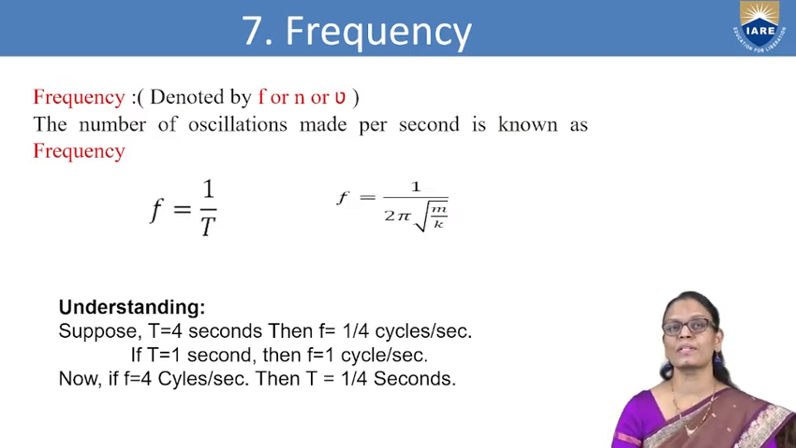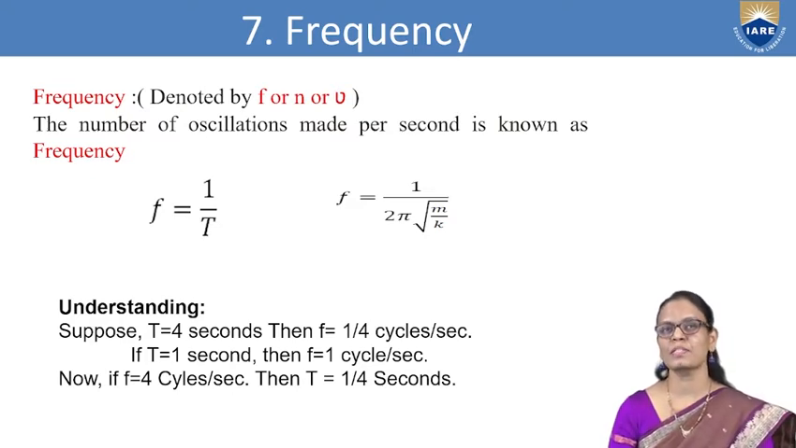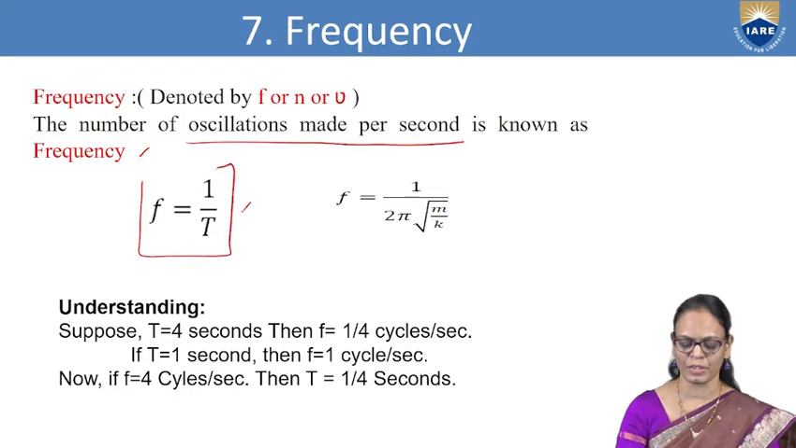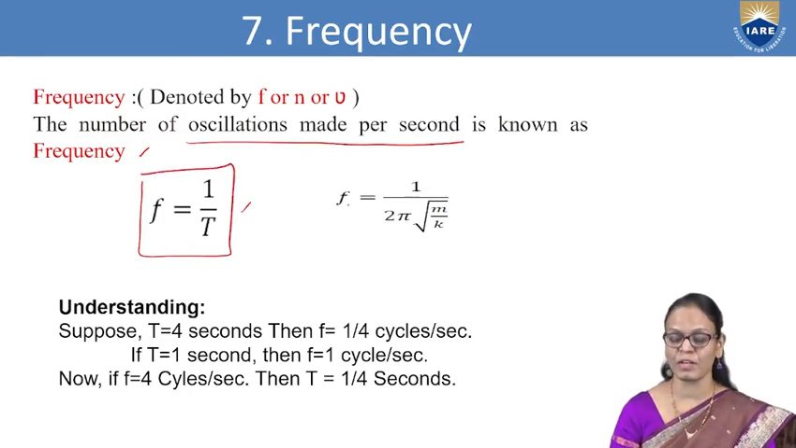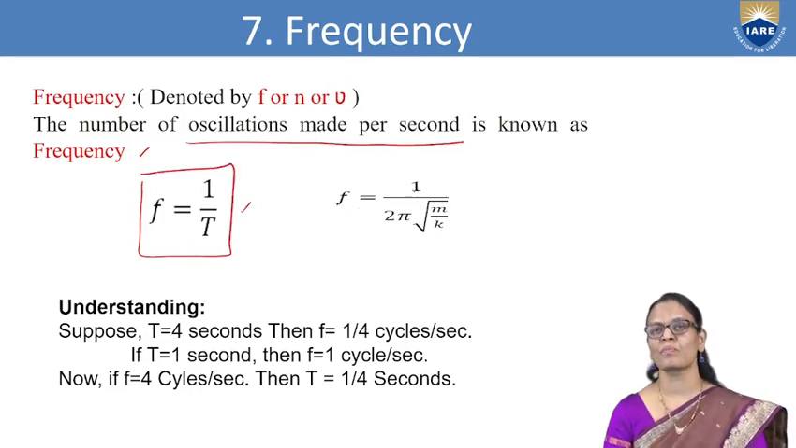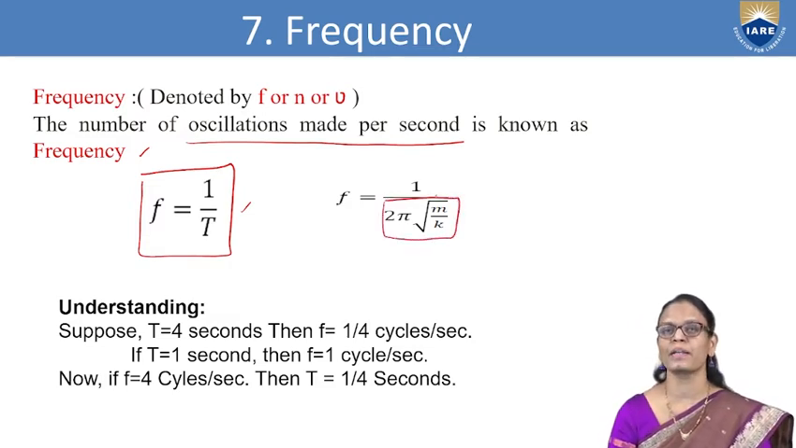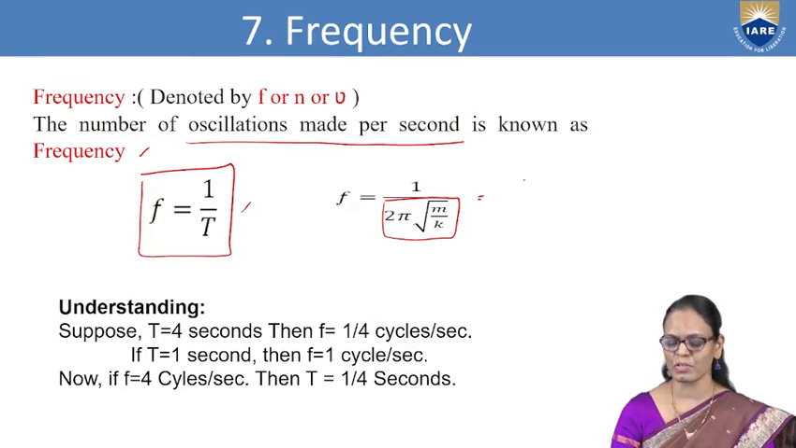Next, define frequency. So what is frequency? The number of oscillations made per second is known as the frequency. And frequency is given by 1 upon t. F is equal to 1 upon t. We have already seen the formula for F. And in place of t, we are substituting 2 pi under root m by k. So we can also write it as 1 by 2 pi under root k by m. So this is the formula for frequency.